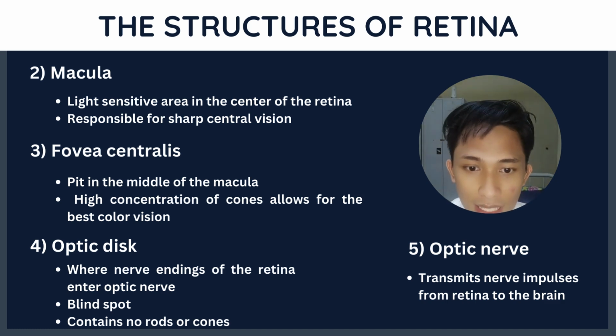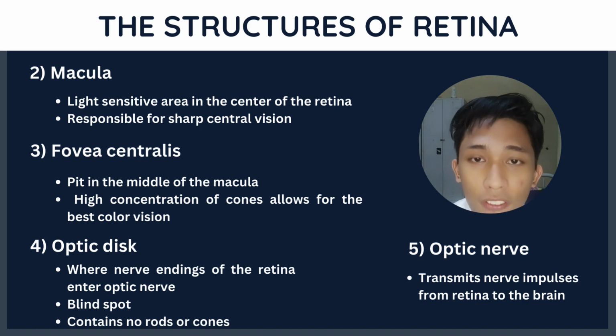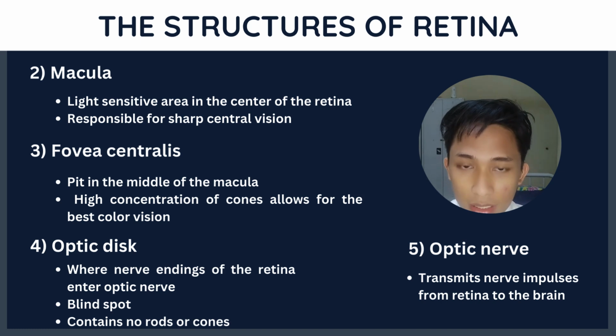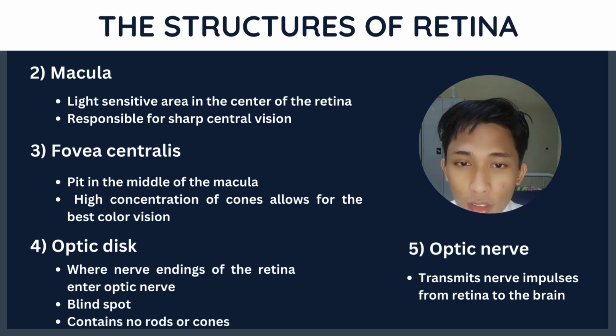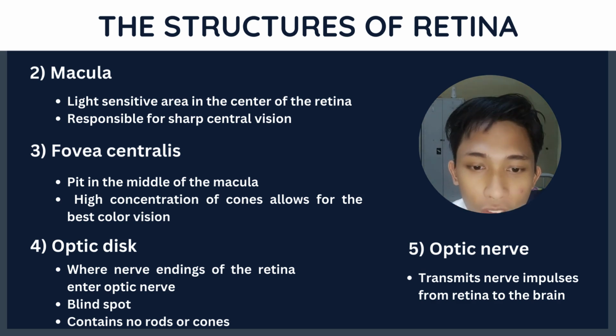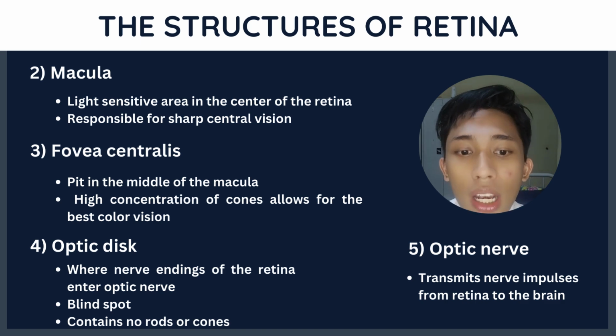The second structure is the macula. Macula is the light sensitive area in the center of the retina. It is responsible for the sharp central vision that we use in our lives. Then we move to the third structure, the fovea centralis. Fovea centralis is the pit in the middle of the macula. It has a high concentration of cones, and it allows the best color vision.